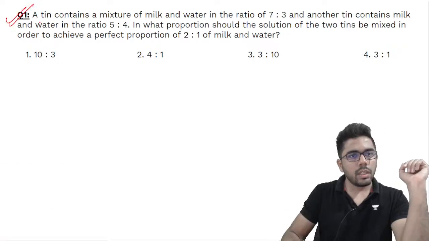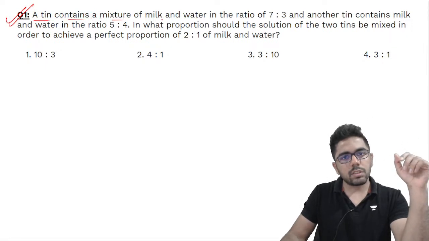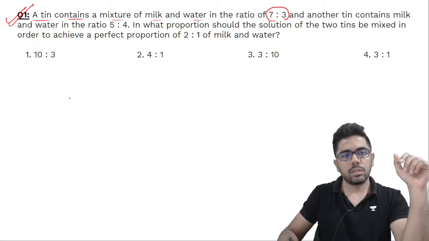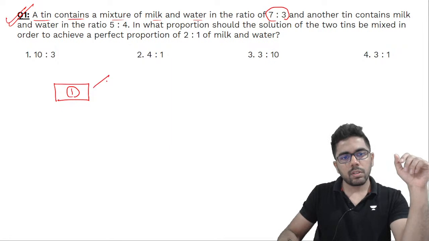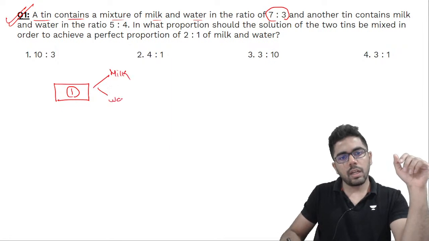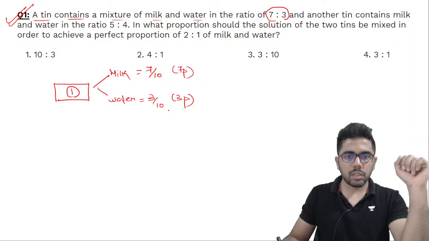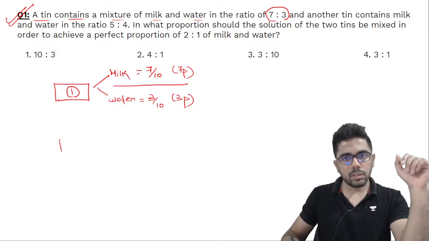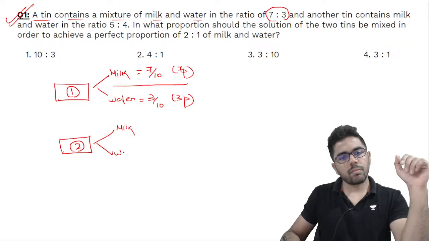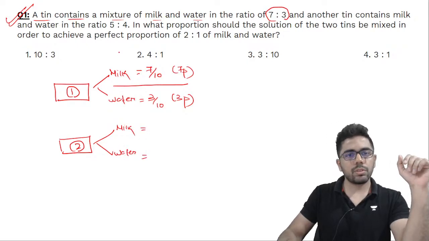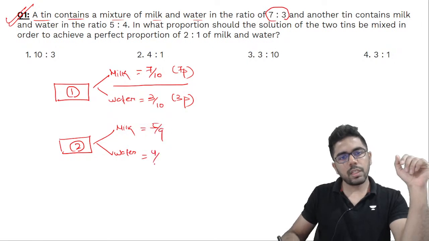First one. In a tin, it contains a mixture of milk and water in the ratio 7:3. ठीक है. तो यहाँ पे mixture of milk and water है in the ratio 7:3. So I can say ये 7 by 10 है, ये 3 by 10 है. Or you can say this is 7 parts and this is 3 parts. Out of 10 parts, milk is 7 parts. Out of 10 parts, water is 3 parts. ये container 1. There is another container 2 where milk and water are present in the ratio 5:4. So 5 by 9 and 4 by 9.